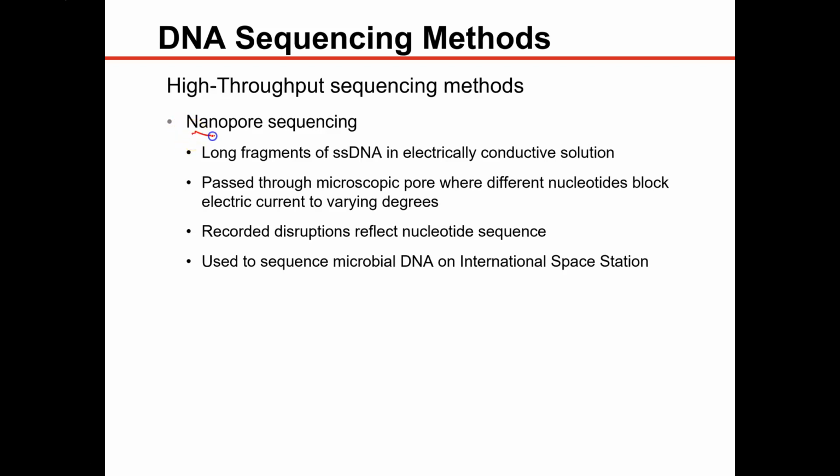So we use nanopore sequencing, where we put long fragments of single-stranded DNA into an electrically conductive solution. We pass it through a microscopic pore, that's where that nanopore comes from, where different nucleotides block electric currents to varying degrees. And this allows us to know when an A or a T or a G or a C are located, and allows us to then figure out that sequence.